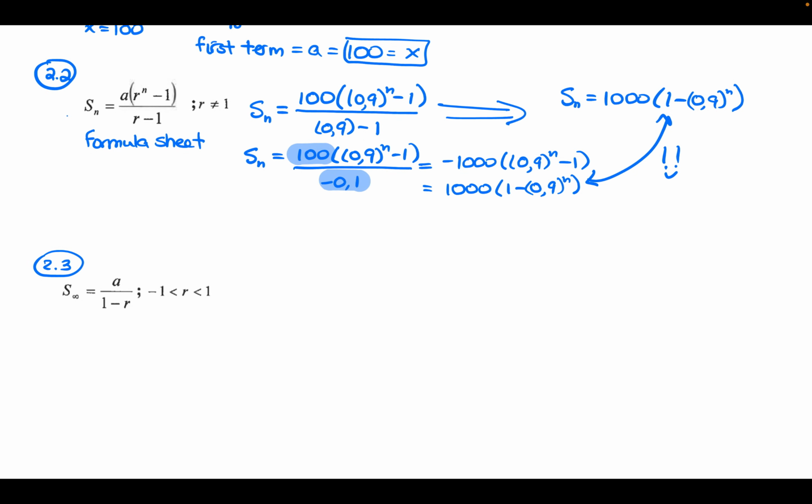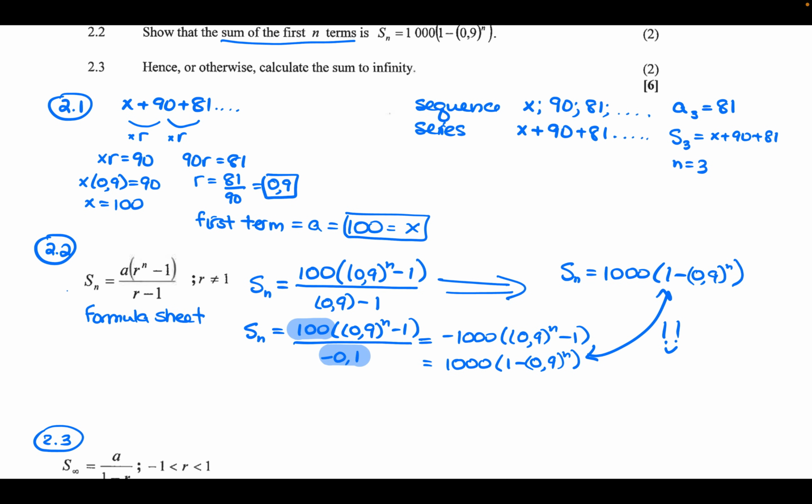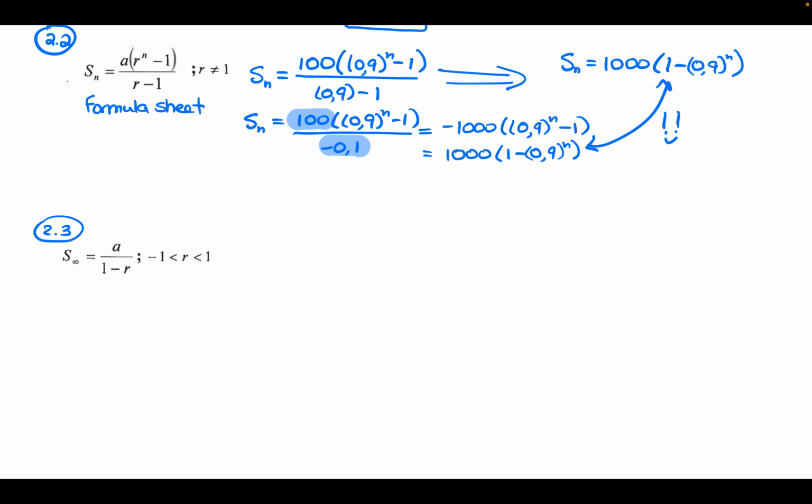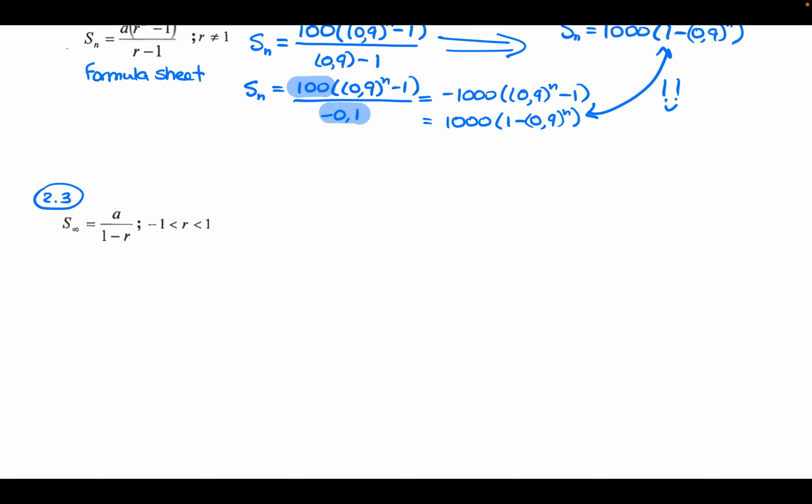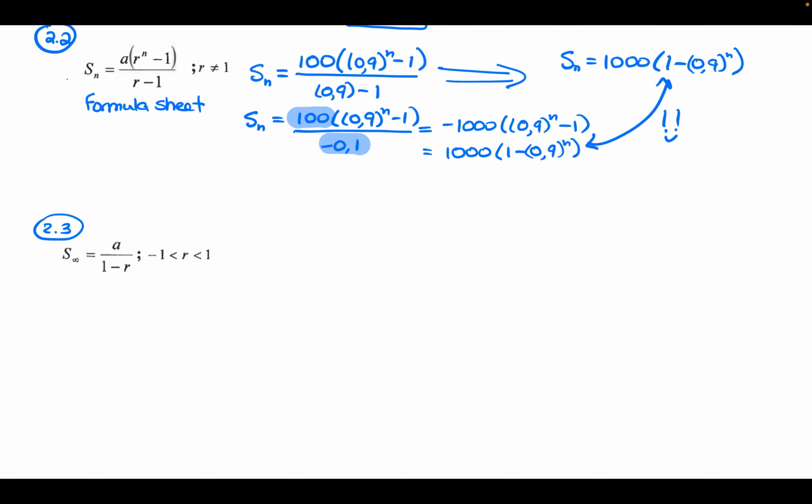Okay, let's continue with 2.3. 2.3, they ask for the sum to infinity, and that reminds me of another formula. Sum to infinity is equal to a over 1 minus r. This only works when r is between negative 1 and 1.